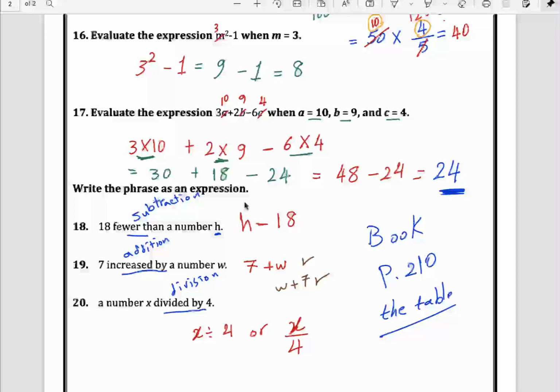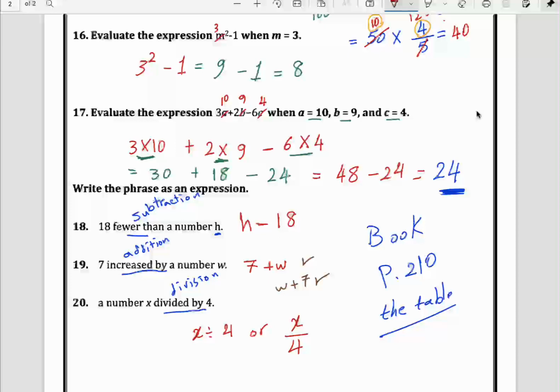Teacher, I didn't understand question number 20. Okay, in question number 20, divided by means division. So it's x divided by 4, and you can write it as x over 4 as a fraction. Teacher, you wrote z divided by 4. No, it's not z, it's x. I will fix it. Muhammad? Do I write both, or only one? No, only one.